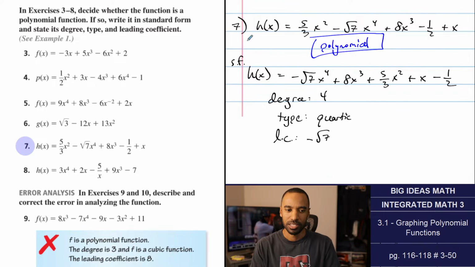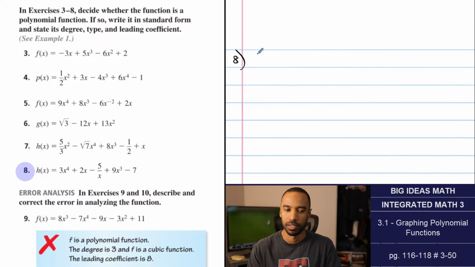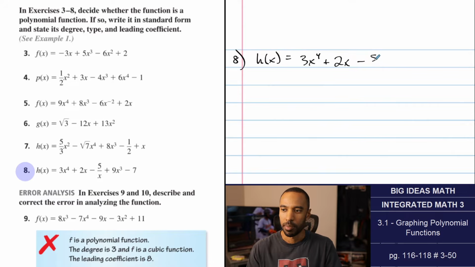And finally, number 8. All right, here we go. H of x equals degree 4, degree 1. We'll talk about this degree, but that one stands out a little bit differently, right? This is degree 3 and degree 0.